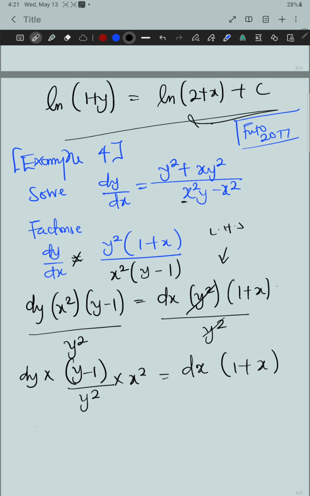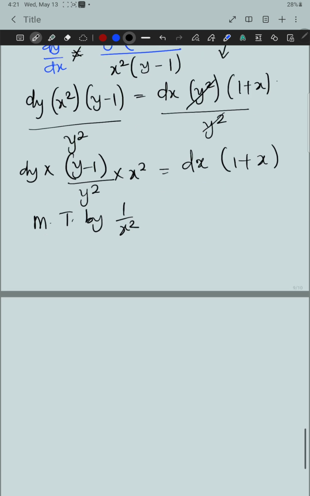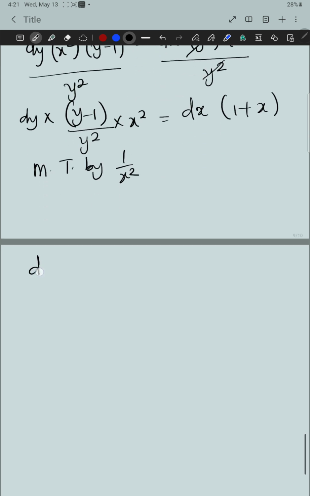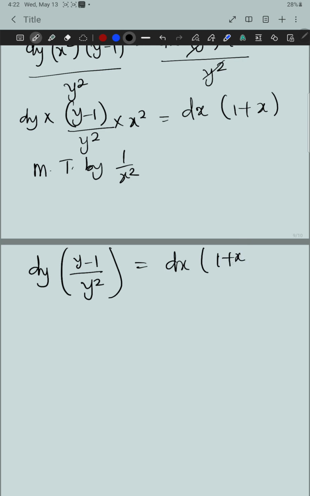So let me multiply through by 1 over x squared. If I multiply through by 1 over x squared, it means that dy into the bracket of y minus 1 divided by y squared is equal to dx into the bracket of 1 plus x divided by x squared. Good. Now let's integrate both sides.